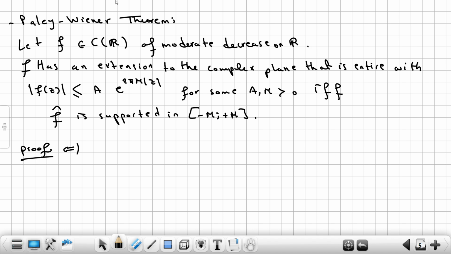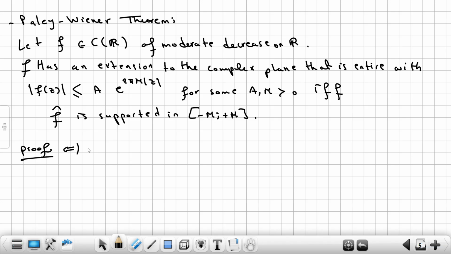Now, the Paley-Wiener theorem goes a step further than the previous theorem and describes the nature of those functions whose Fourier transforms are supported in a given interval, for example minus capital M to plus capital M. So the theorem says, suppose that f is continuous of moderate decrease on R. Then f has an extension to the complex plane that is entire with the following decay condition, for some capital A and M positive, if and only if f hat is supported in the interval minus M, M. So we will prove first the easiest direction, the second one.